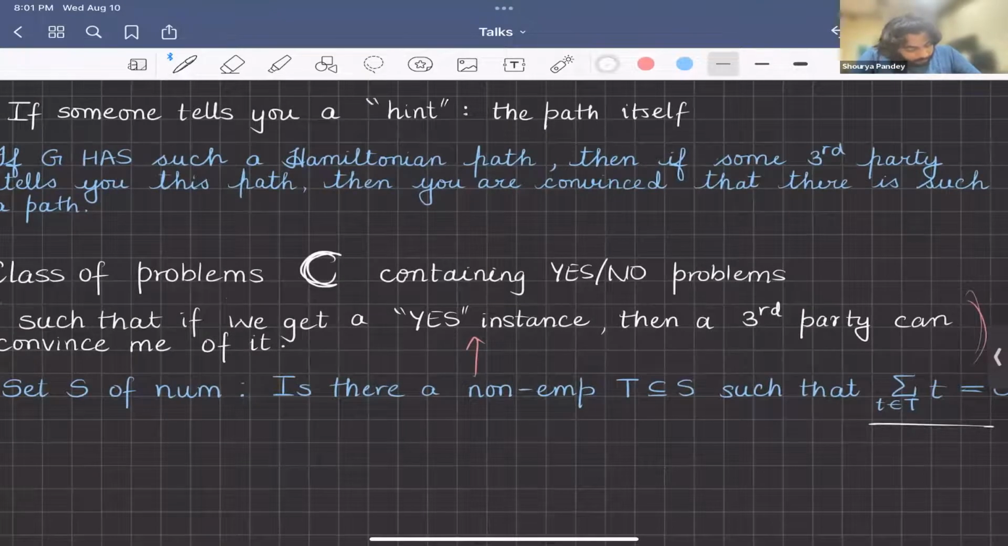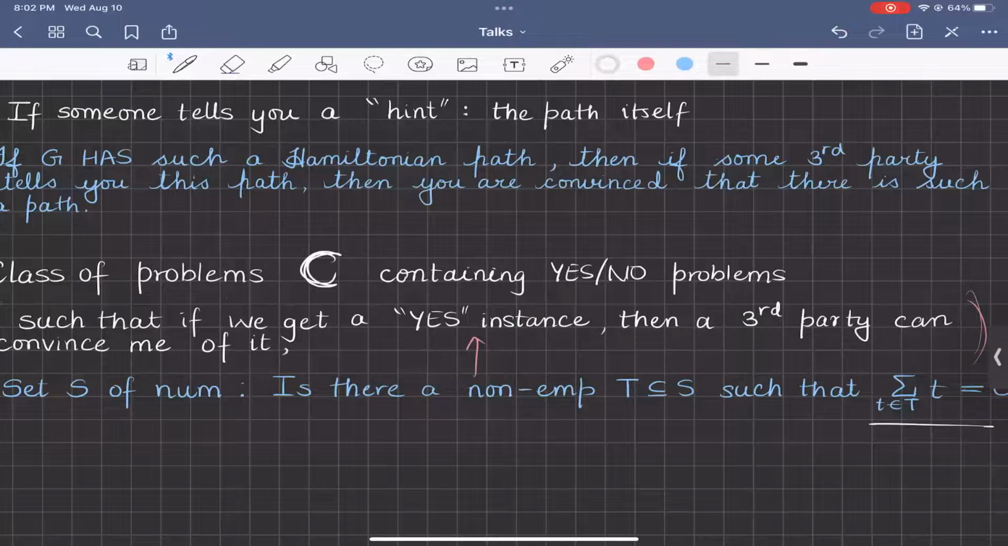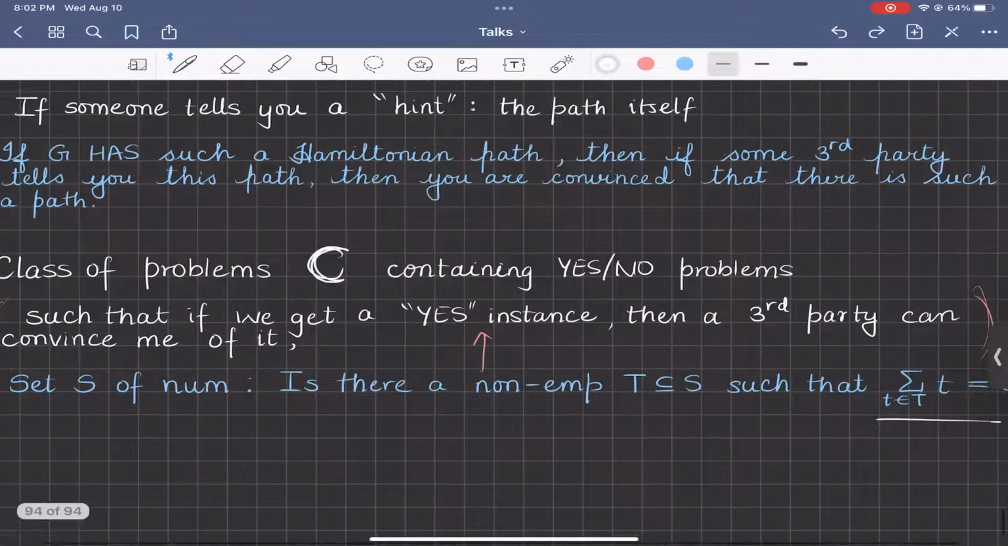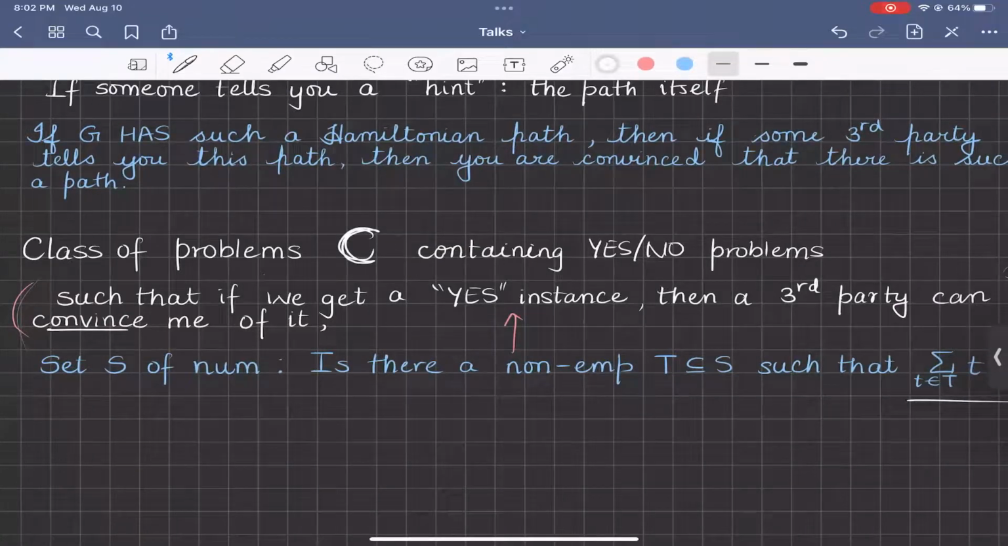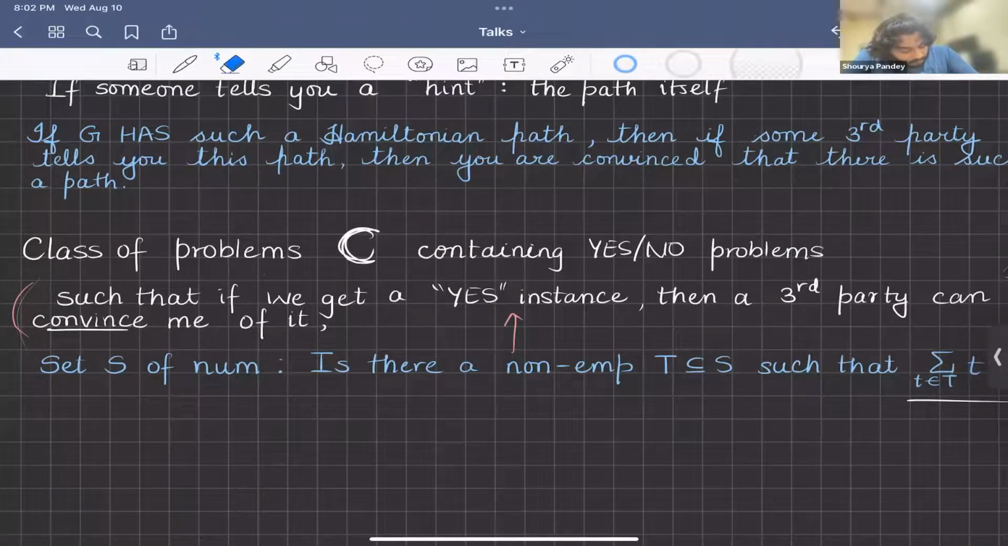So by convince me of it... Is easy to verify equivalent to having a polynomial time? Yes, that's what I was getting at. Right. So when I say convince me of it easily, what do I mean? I mean that I will have to put very little effort. I will need to put only polynomial time effort.